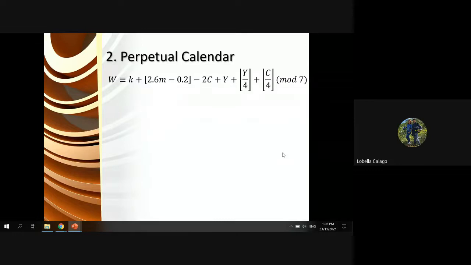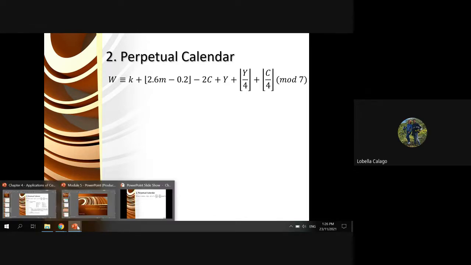Okay, it's already 1:30, so we will start our class now. Perpetual calendar is the continuation of our module. Let me check which module this is. Okay, it's Module 4 on applications of congruences.